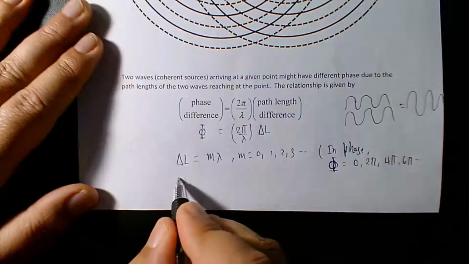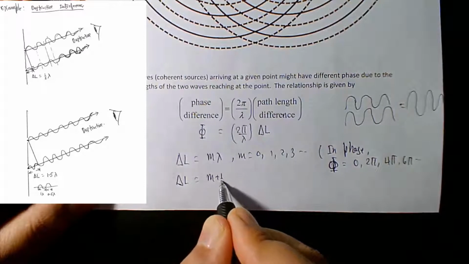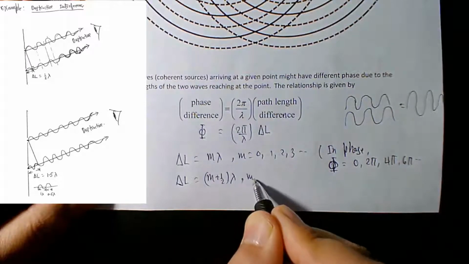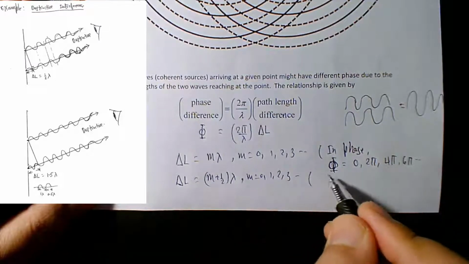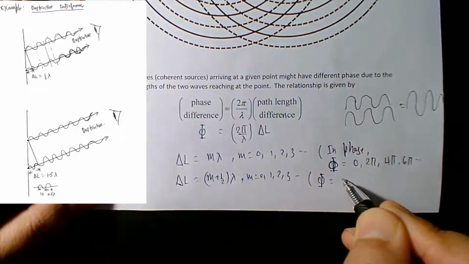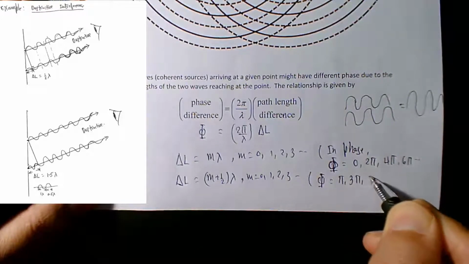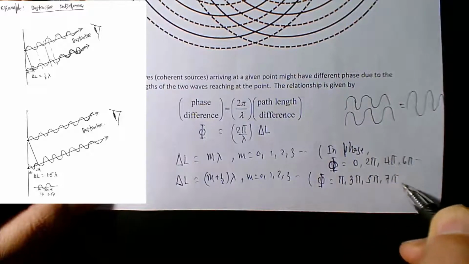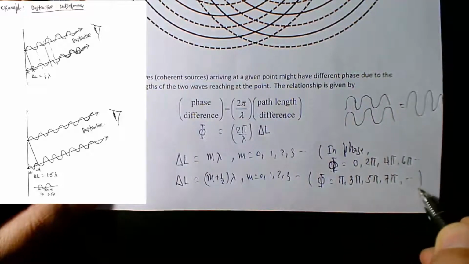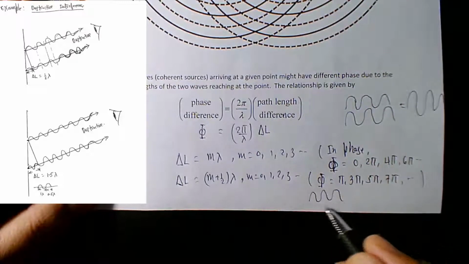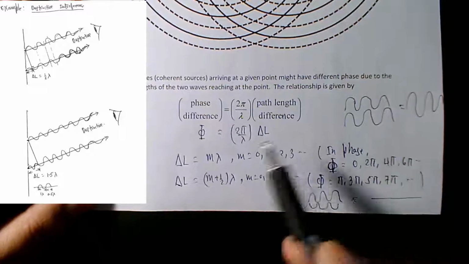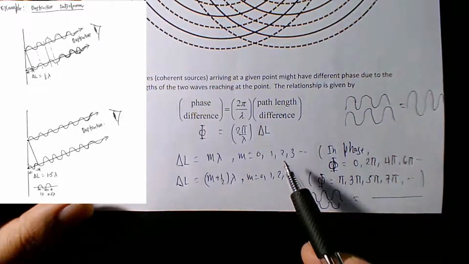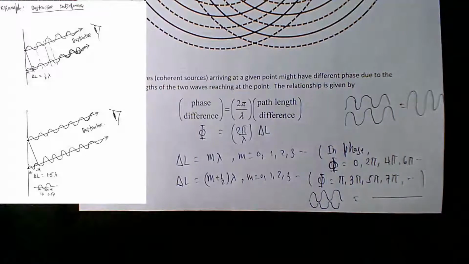However, if the path difference is an odd half multiple of lambda, like this, where m still goes from 0, 1, 2, 3, then it brings a phase shift of pi, 3 pi, 5 pi, 7 pi, an odd multiple of pi. Then the two waves will meet like that, and that produces nothing. This is called destructive interference. So this is the basic idea of any interference, and we're going to use this in optical interference.